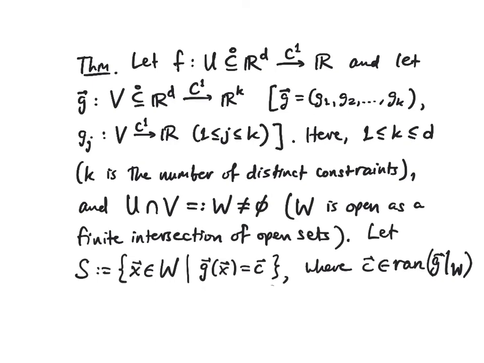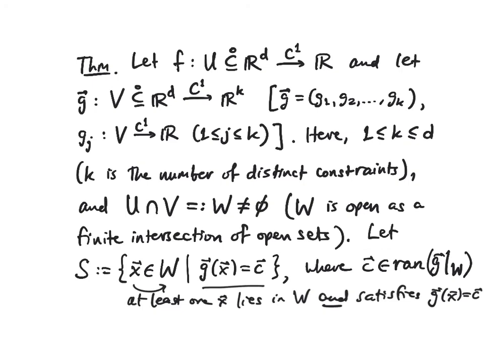So here we go. I need to make sure that c is in the range of g restricted to W, because I want to make sure that there's at least one value of x in the set W such that g takes the value c at that point x. To make sure that at least one x lies in W and satisfies g of x equals c, I need to make sure that c is the value of the function g at some point in W. So if I restrict g to the set W, and look at the values that g takes on that set, which is this range, I want to make sure that c is one of those values.